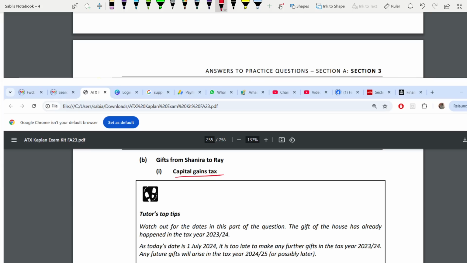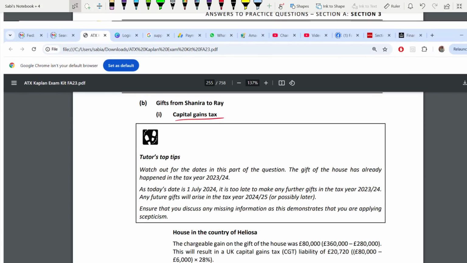Now, dates are very important. If you see, the gift of the house has already taken place in this tax year. And today is 1st July 2024. This is after this tax year. So you can't make any further gift in this tax year. Any further gift that you make will arise in the next tax year and later onwards. And make sure that you discuss any missing information also.